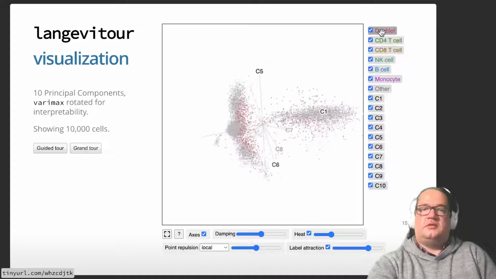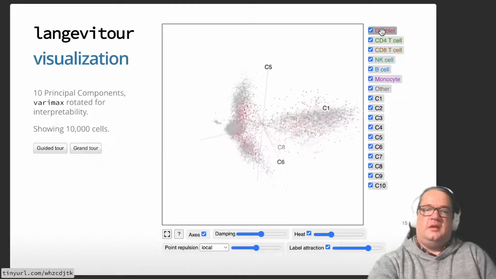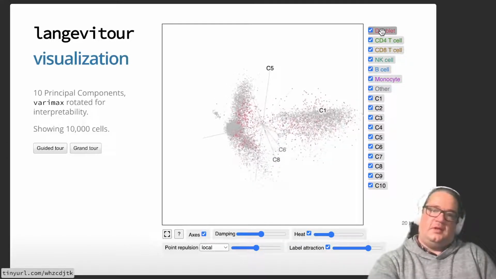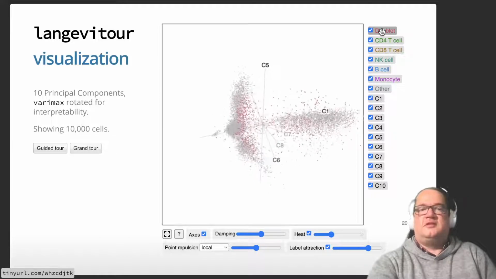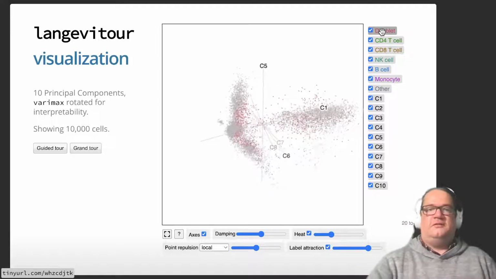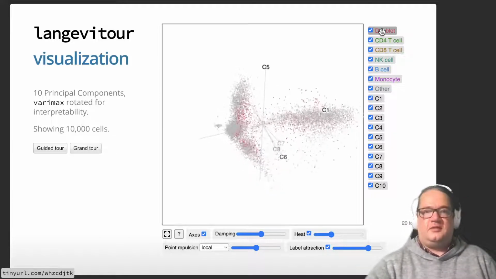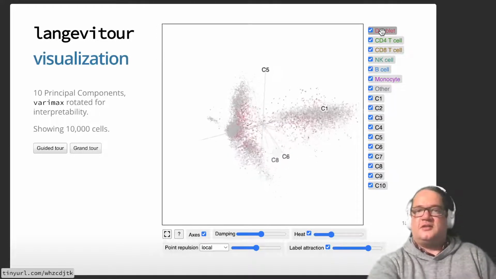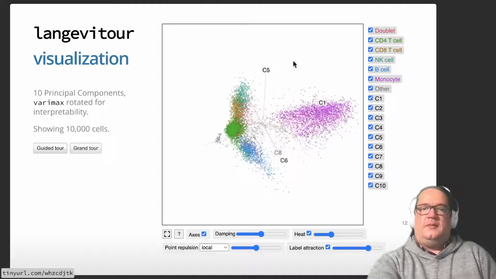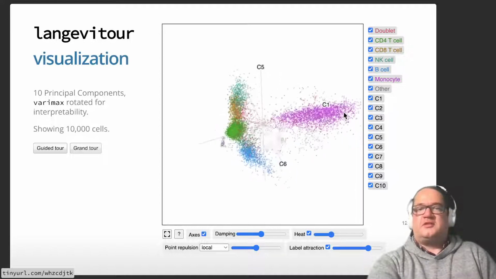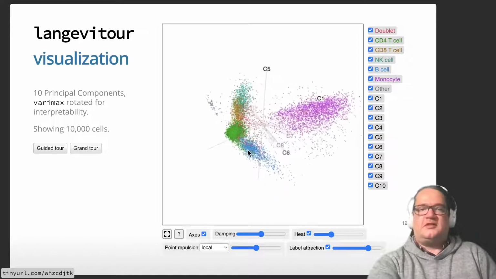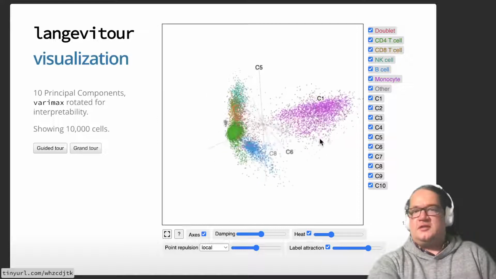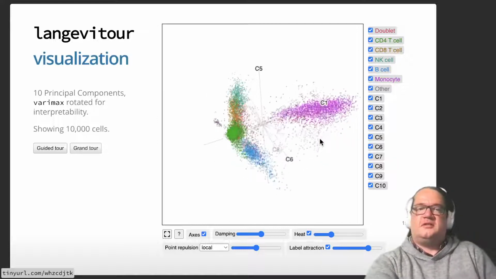We could look at the doublets and notice this is far more of a linear view of the data, and the doublets are more spread out, and they are actually between cell types. We can also see the monocytes are sort of more spread out than other cell types. That's another thing that the UMAP erased.